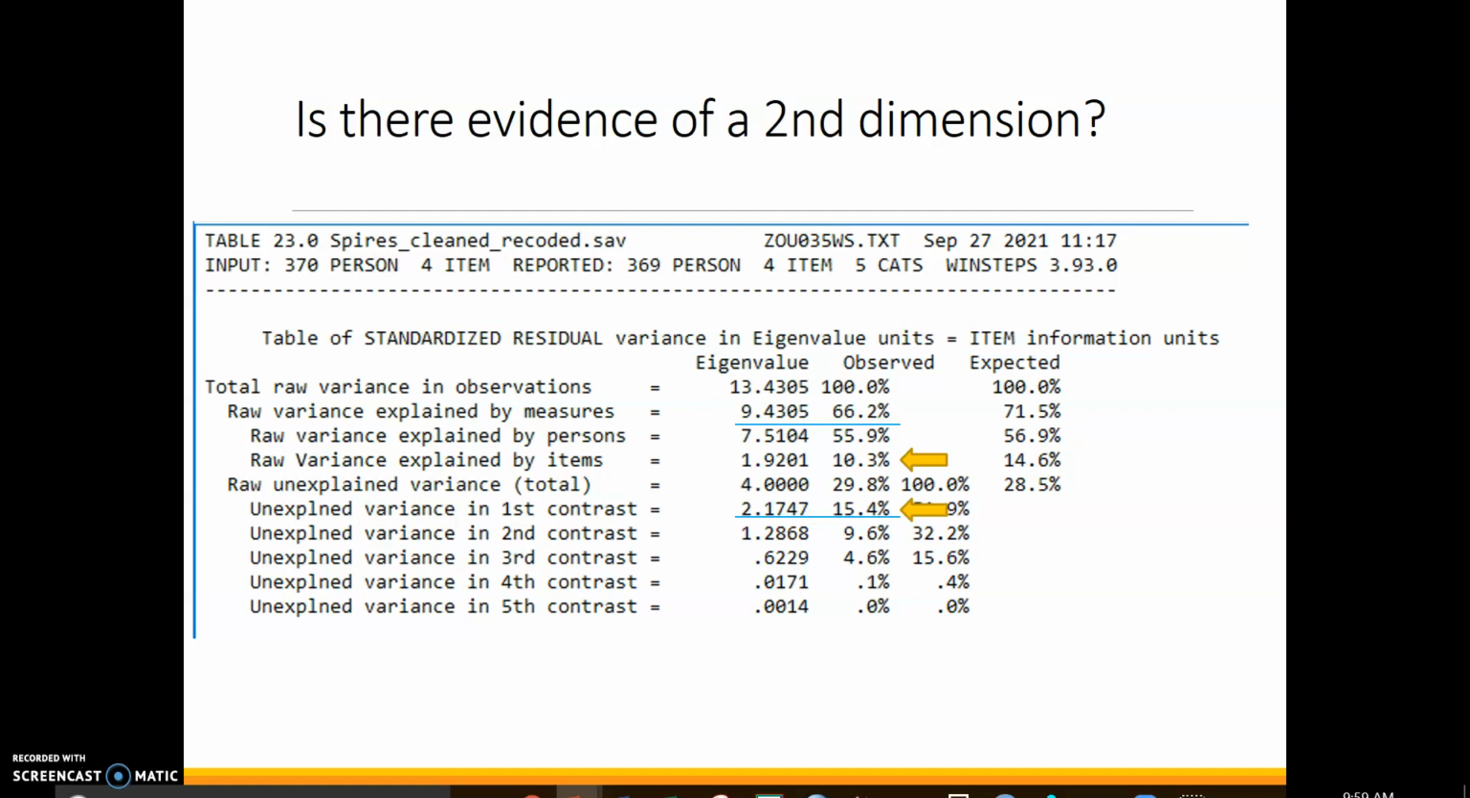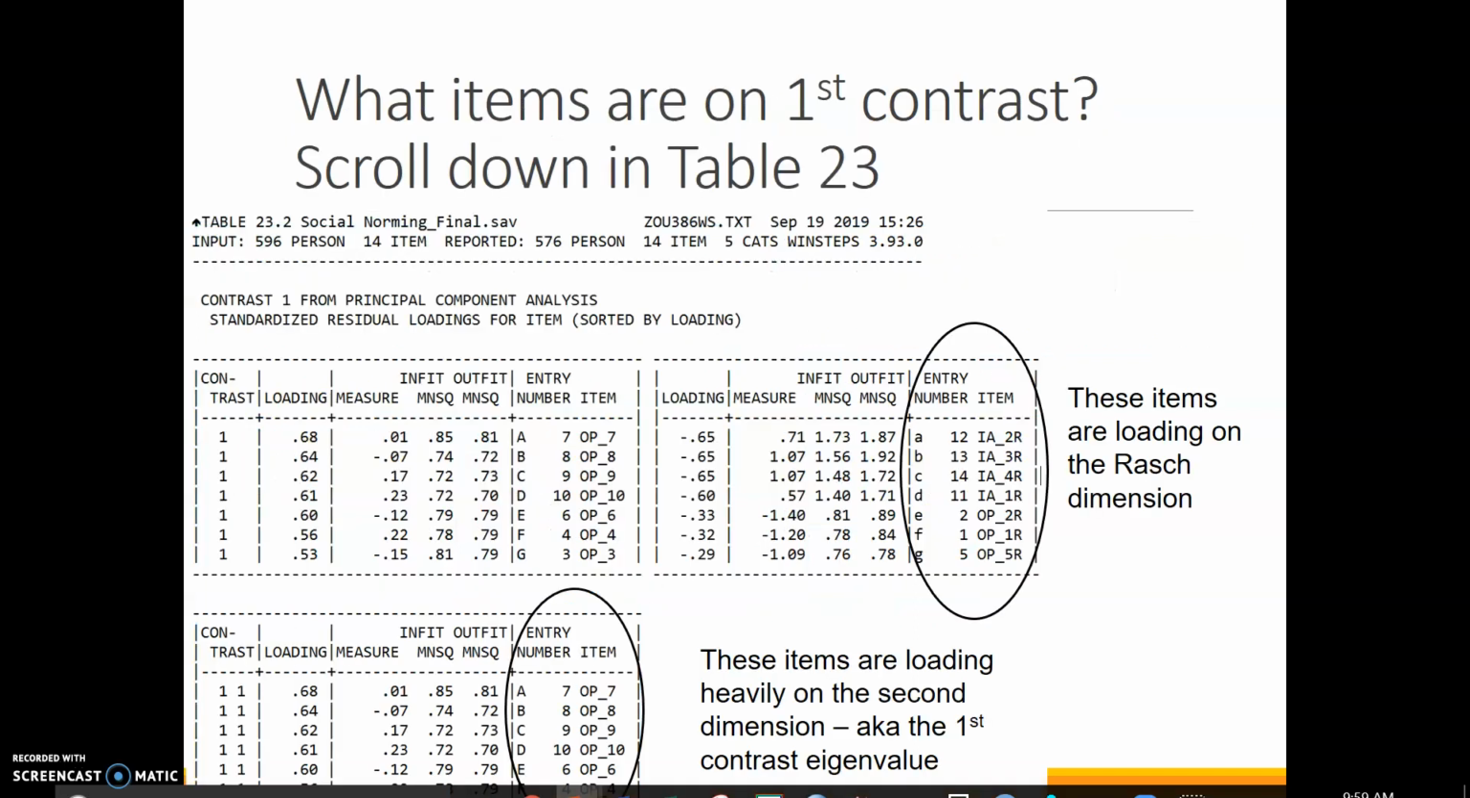My second dimension, which is essentially patterns in the noise, is explaining more than my items in my Rasch dimension. That is a huge red flag. So I want my measure to be explaining more than the noise based on the items. Definitely got to figure that one out.